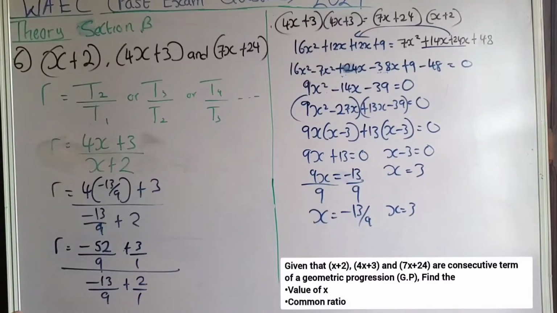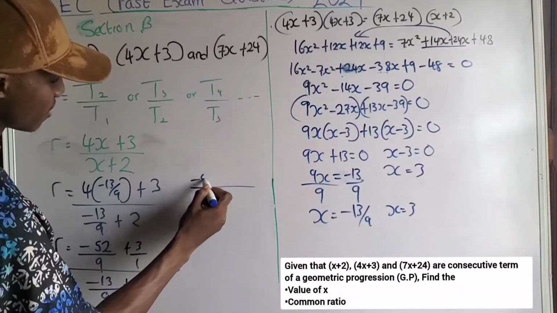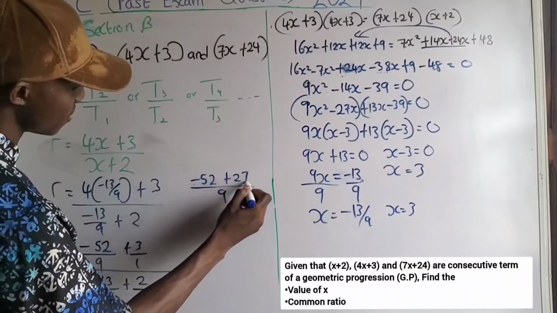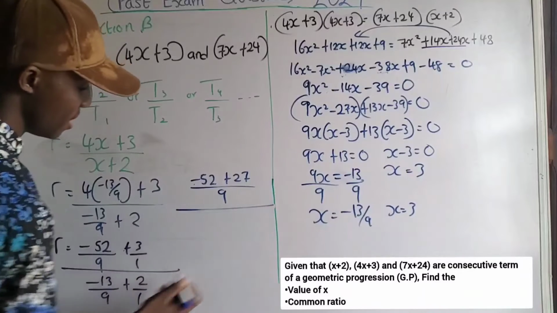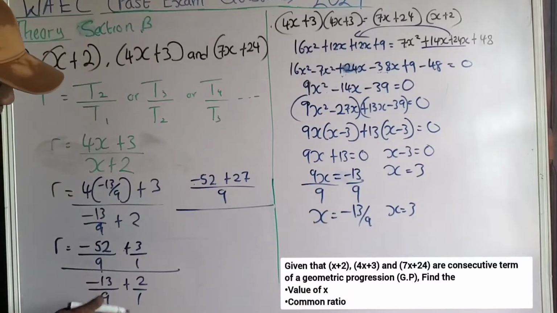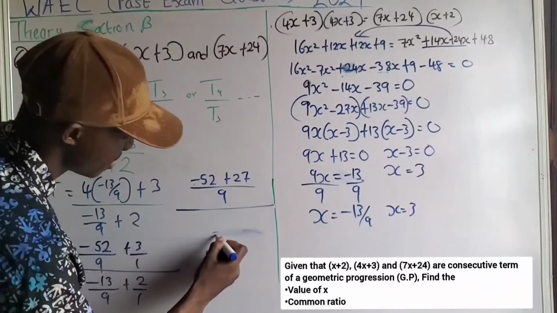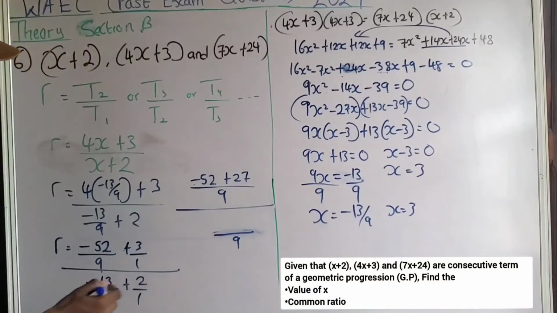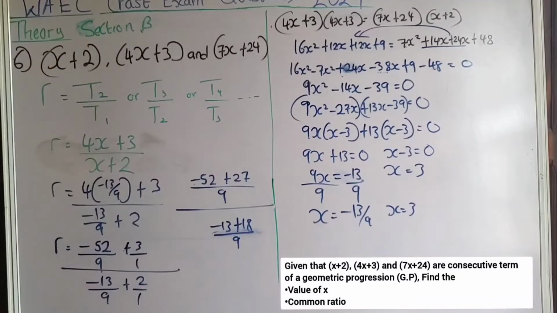Do you understand? Okay, so for this, what is the LCM? I'm going to have 9, minus 52 plus 27. That is the numerator. I'm dealing with the numerator now, okay? And for the biggest division sign here, what's the LCM of this and this? That is 9. Okay, that is minus 13 plus 18. Do you understand? I just take the LCM and then I simplify.